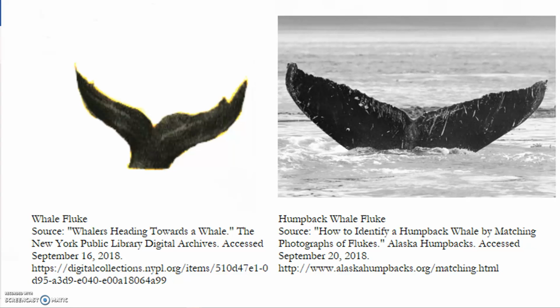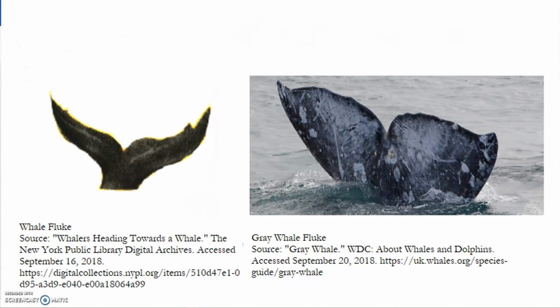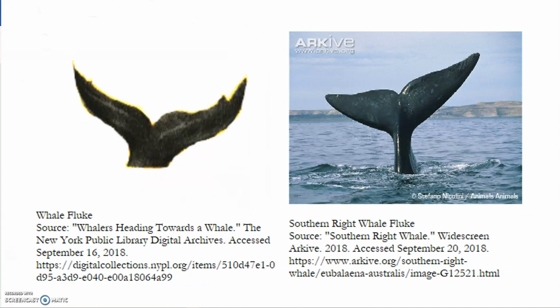So comparing it to other species, here we have the humpback whale. You can see it's slightly different in markings and shape. Here we have the North Atlantic right whale, similar in markings, shape is slightly different. Here we have the gray whale, again, marking and shape both different. The southern right whale is pretty similar, slightly different with the shape.